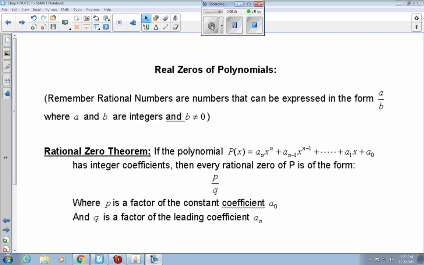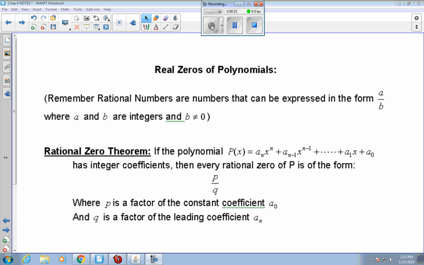All right, here we go. Real zeros of the polynomials, okay? We're going to finish up these notes on 4-4, and then we'll talk about 4-5 Thursday, and then that PS won't be due until Friday or Monday. All right? So, for students who missed it from the earlier class.